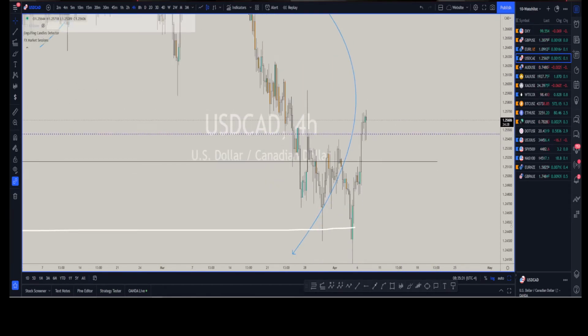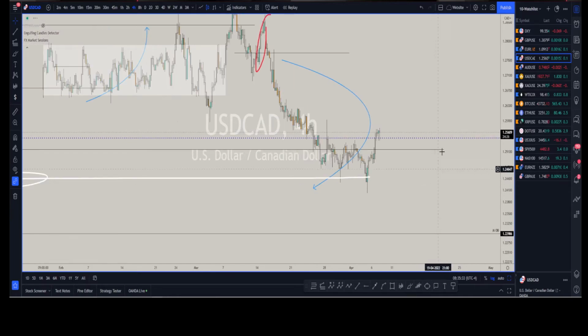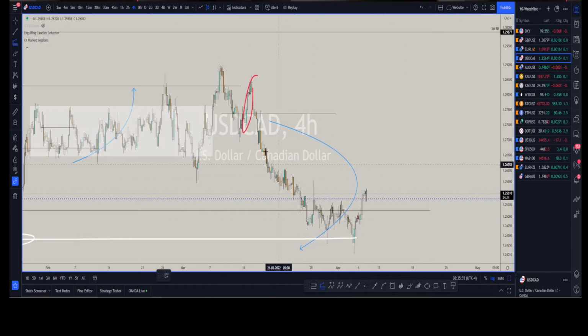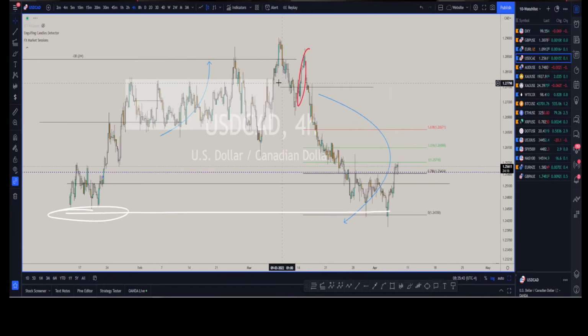I'm looking for something, at least something like this towards these areas, if not continuation of the up move. Many times this pair just continues, just gives you that. That would be something around here, and this is the move, the actual move for it.